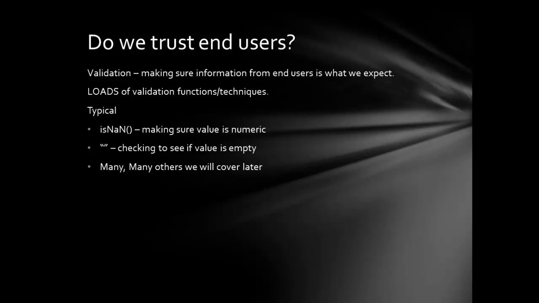For example, we have isNaN, a method built into JavaScript that checks whether a value is a number or not. It returns a Boolean, true or false. If it returns true, then what you're working with is not a number. You can also check whether a field is empty with just empty quotes: is the value of this variable equal to empty quotes? That means there's nothing in it. And there are some others that we'll cover at a later date, but I just wanted to introduce you to how you can use code to check whether what an end user put in is what you want.